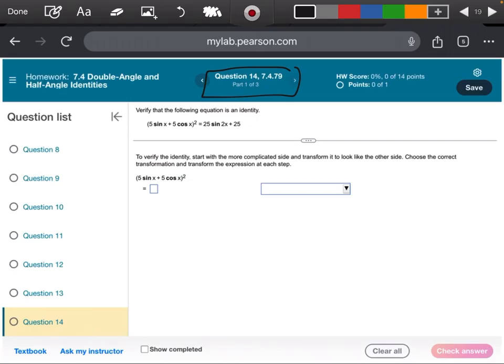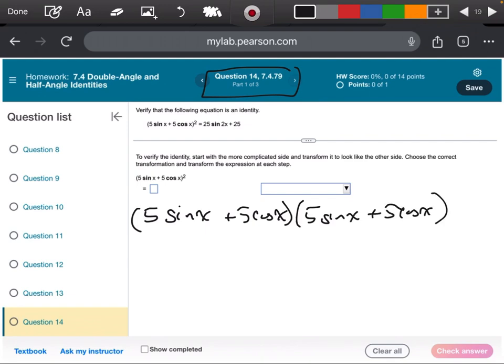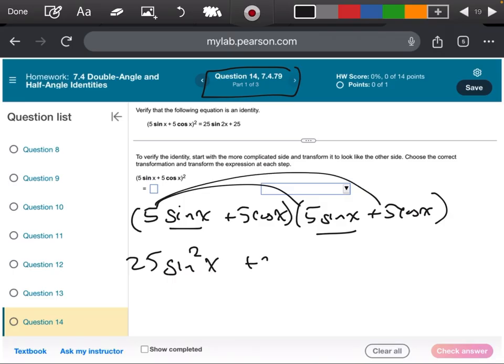Okay, so look, y'all, first thing I'm going to do here, I'm going to write this as 5 sine of x plus 5 cosine of x. I'm going to write it twice because that is exactly what it means to square something, right? We're just going to write it twice. Okay, so we're going to go like this. 5 times 5, 25. Sine times sine, sine squared x. 5 times 5, 25. Sine x times cosine x, it's just sine x cosine x, okay?